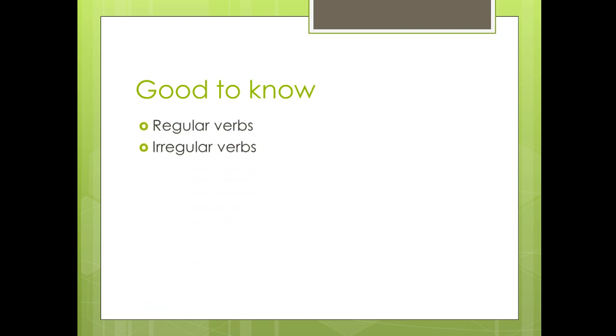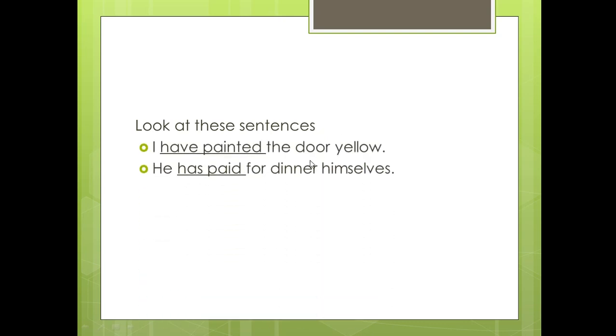What else we need to know are regular verbs and irregular verbs. Now I have some sentences and I want you to look at them. I have painted the door yellow. He has paid for dinner himself. So what do you think about these two sentences? Both of them are in present perfect tense.